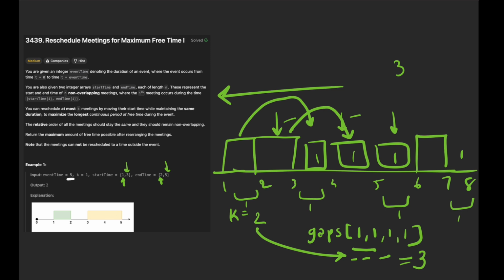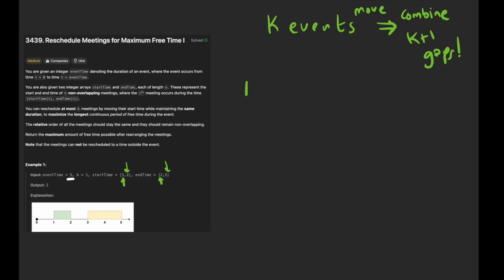So this way, we got to know that if there are k events which we can move, then we can combine k plus 1 gaps, right? Okay, so now you would be clear about what our steps are.